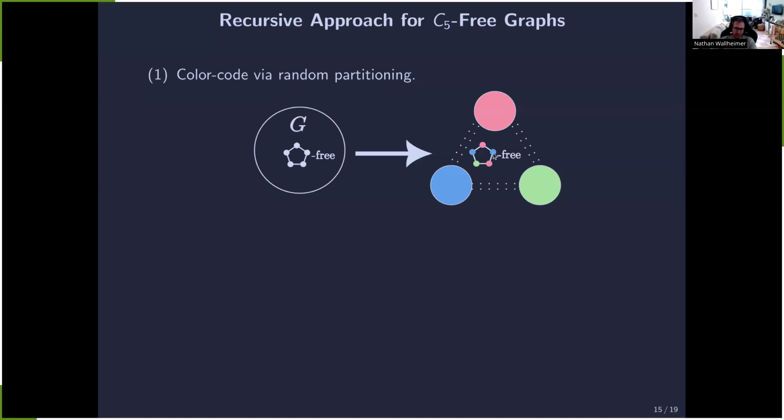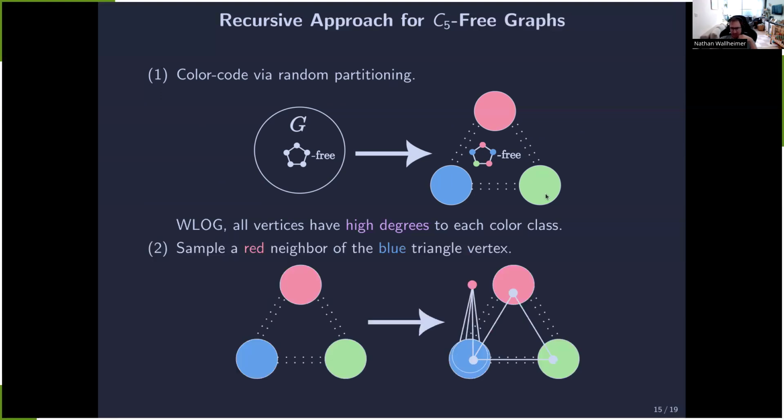Of course, it's free from it because if there was a copy of such a 5-cycle, there was a 5-cycle in G as well. We can assume without loss of generality that all vertices have high degrees. We consider a more general notion of high degrees to color class. So it means the blue vertices have, for example, many red neighbors. And under this assumption, we can apply the same procedure as before. We can sample some red vertices and hit a neighbor of the blue triangle vertex. So we can sample a red neighbor of the blue triangle vertex.